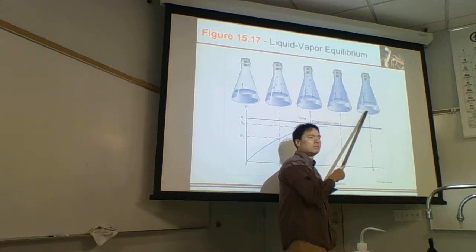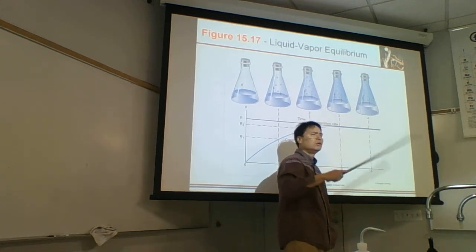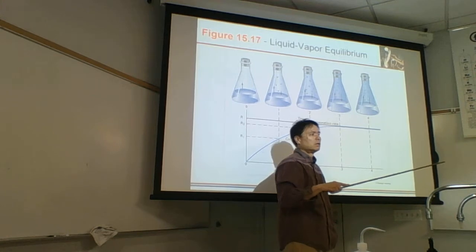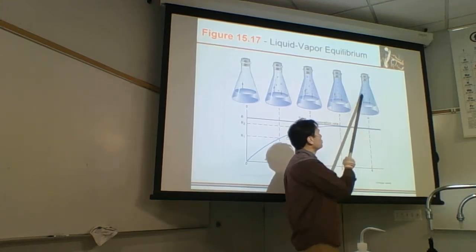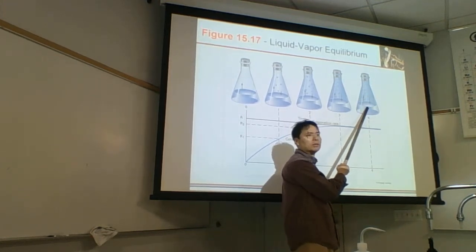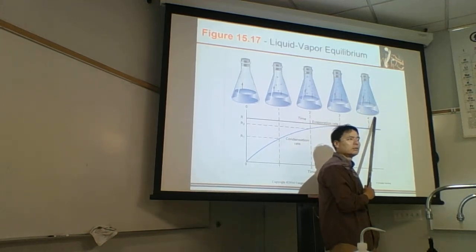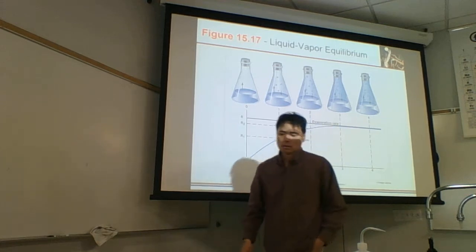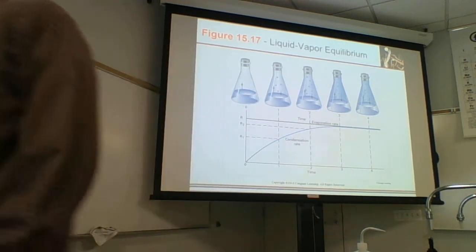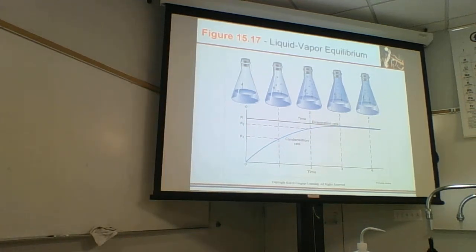Dynamic means motion, but equilibrium means no net change. Where there's no net change, it's already saturated at 100% relative humidity. The only way we can change that is either by heating it or cooling it. That'll change how much. So that's one important thing that you should know: dynamic equilibrium.